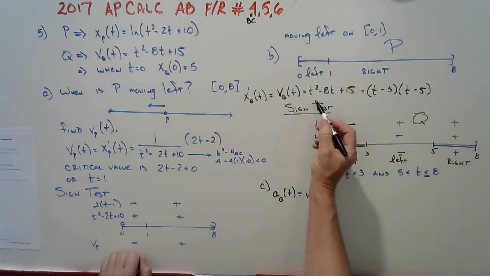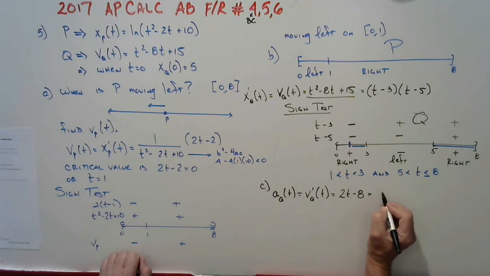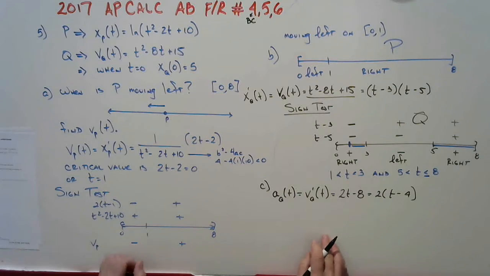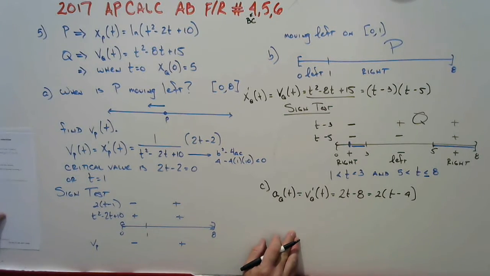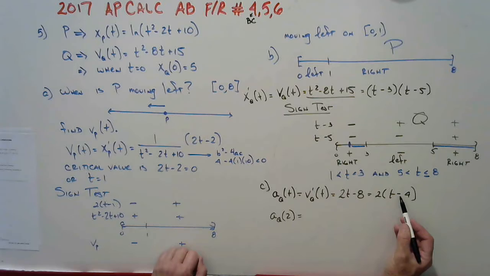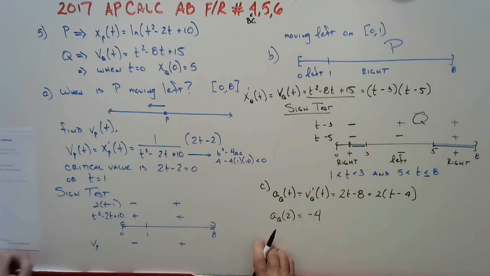Now we know the velocity of particle Q, they gave us that. So the derivative of that's pretty nice. That's 2t minus 8, which is 2 times t minus 4. And they've asked us specifically to find the acceleration at time t is 2. So acceleration at time 2 is 2 minus 4, it's negative 2, right? Times 2, we get negative 4. So our acceleration at time 2 is negative.